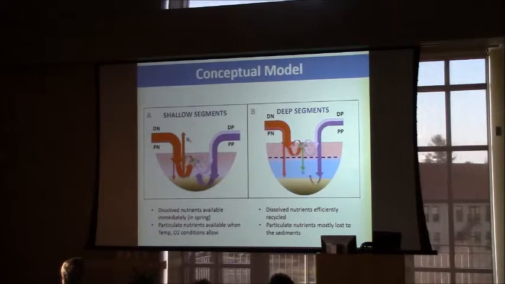By contrast, in the deep segments, you have these dissolved nutrients very efficiently recycled in the upper water column, but the particulate nutrients are essentially lost to the sediments in the near shore areas. So as a result, those N:P ratios reflect the dissolved nutrient concentrations coming into those deep lake segments.